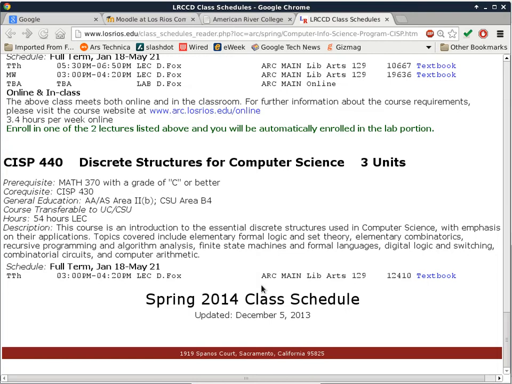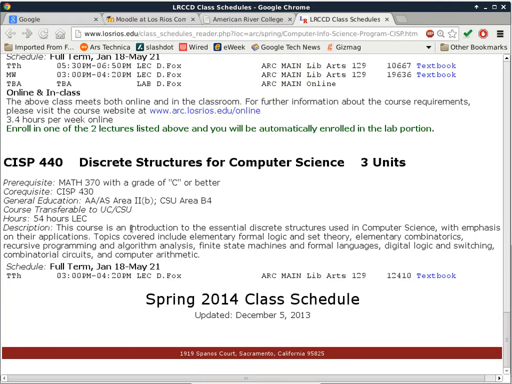That is a strange one, because CISP 440 is more of a math class than a programming class. So passing CISP 440 does not necessarily mean that that person has enough programming background for the other classes. If in doubt, go ahead and file the prerequisite challenge form anyway, because the worst that can happen is it's not approved. But 440 is definitely a math class.